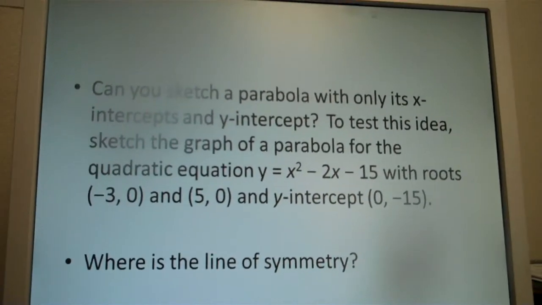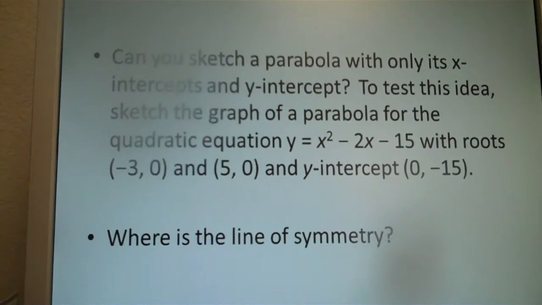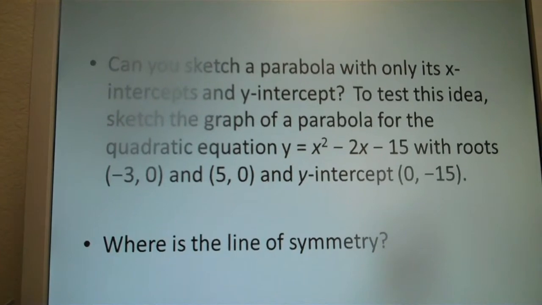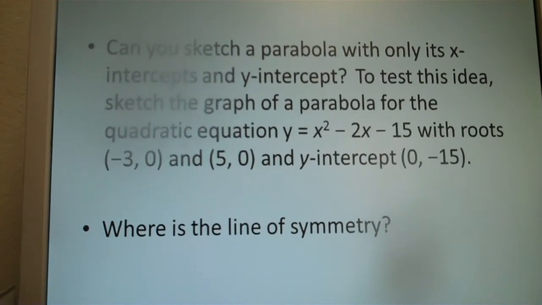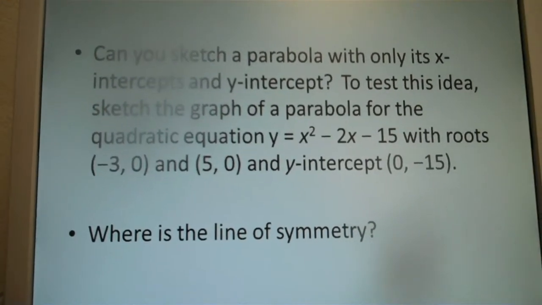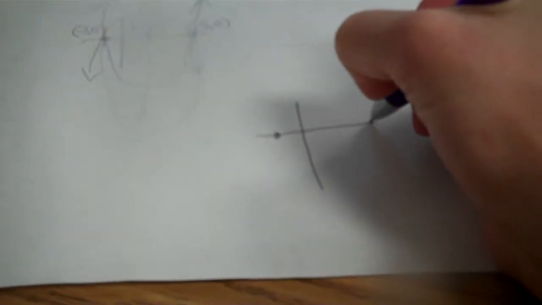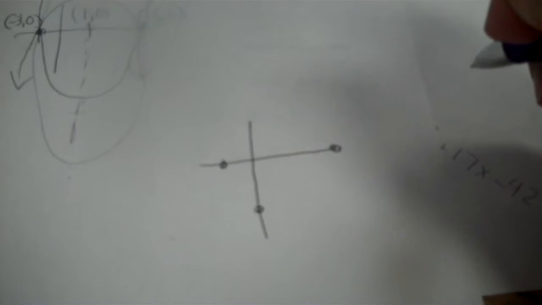To test this idea, sketch the graph of a parabola with the equation y equals x squared minus 2x minus 15 with roots, and we'll talk about what roots are in a little bit, but they're my x-intercepts, of (-3, 0) and (5, 0), and a y-intercept of -15. Where is the line of symmetry? So take a second, pause the video, and graph that. Okay. When you come back here, we're going to have our (-3, 0), our (5, 0), and I gave you your y-intercept. Is that y-intercept the vertex, and how do you know?